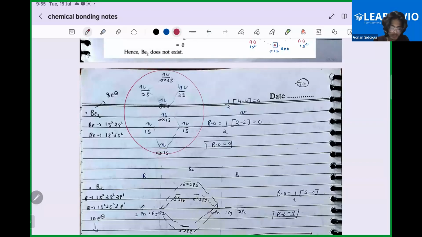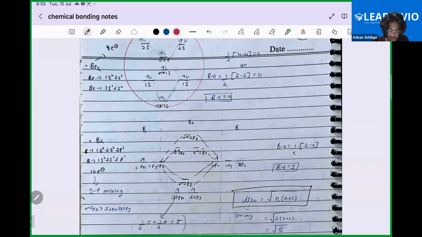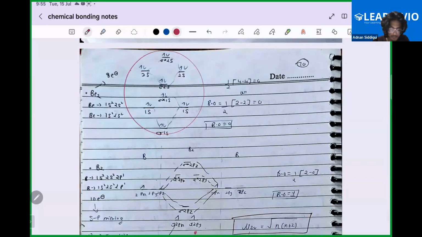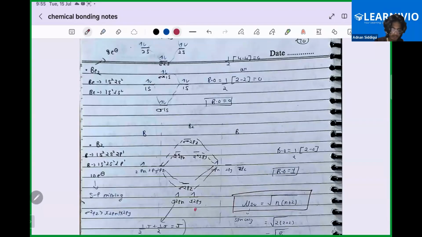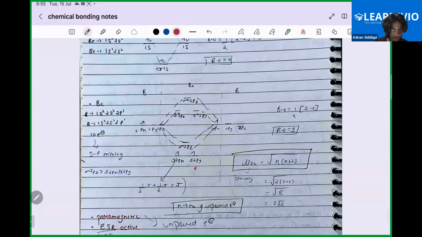You can consider that before reaching this stage in this molecule, I have filled them already. We are now talking about the outermost shell. The outermost shell is 2s and 2p, but the outermost subshell is 2p, right?